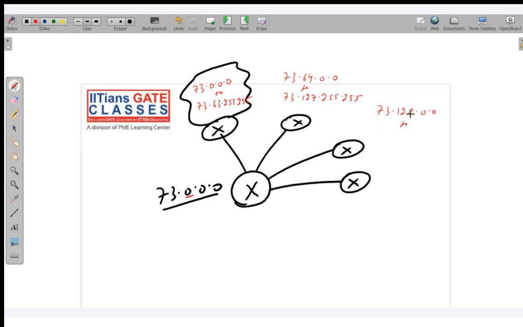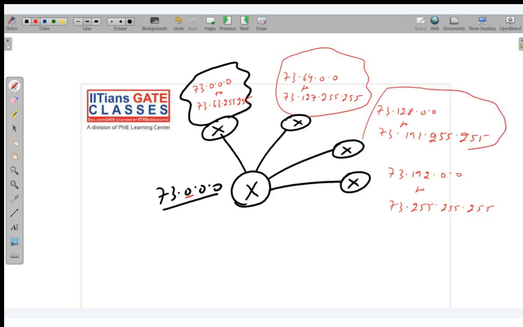Okay, so 63, we have to add 63. So what will it become? 73 dot 191 dot 255, and the last one will be 73.192.0.0 to 73.255.255.255. Okay, yes, so these are the four different organizations.